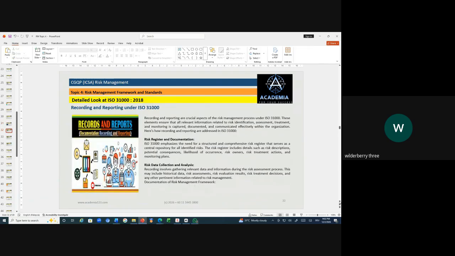Recording and reporting. You see, risk register and documentation here. ISO gives some rules also in terms of risk collection and data analysis. Quite clear, or do you have any questions here too? No, because we also have a risk register in a company, and we also have data collection, and we do analysis. This is part of our reporting, just that I'm not the one doing it.